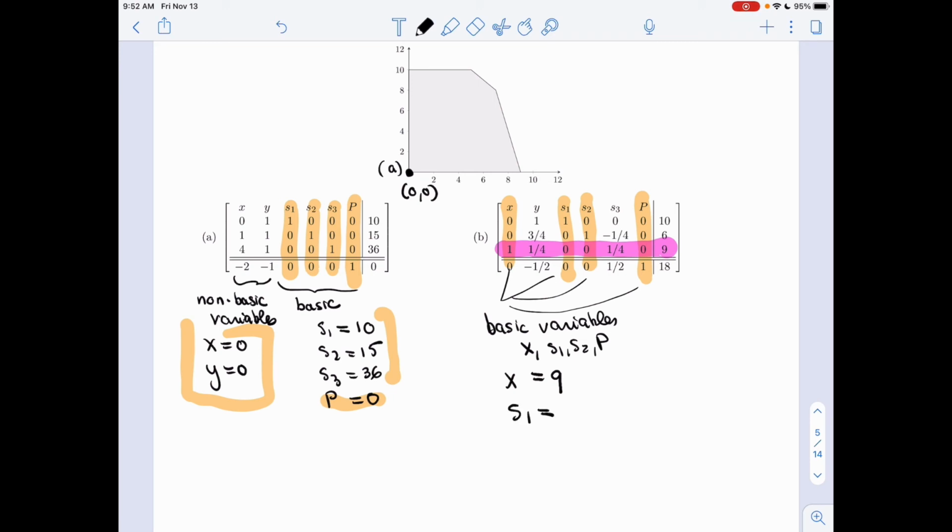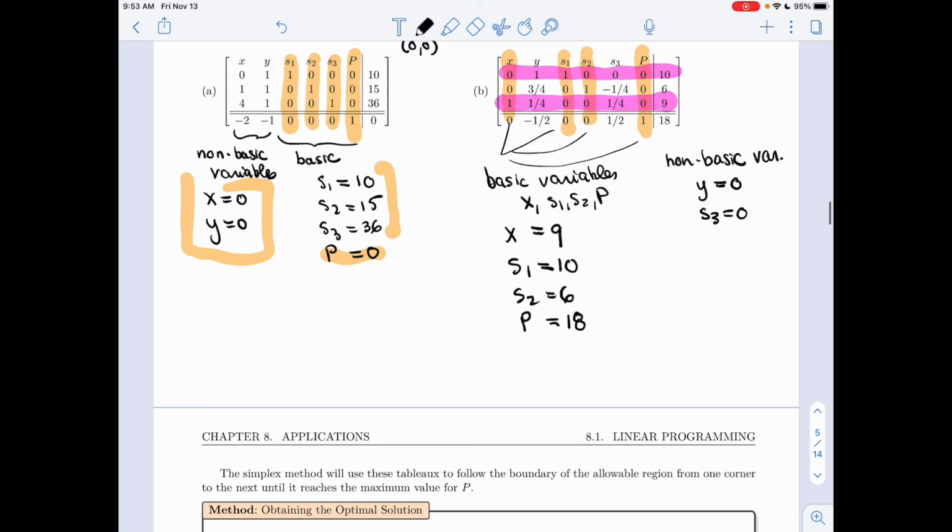For S1, I'm going to use the first row, and I'm going to get that S1 is 10. S2 is going to be from the second row, and I'm going to get 6. And now P is 18. The non-basic variables for this tableau are y and S3, and we set both equal to 0. So the previous one corresponded to (x, y) equals (0, 0), and we got a profit of 0. This one corresponds to (x, y) equals (9, 0), and our profit here is 18.